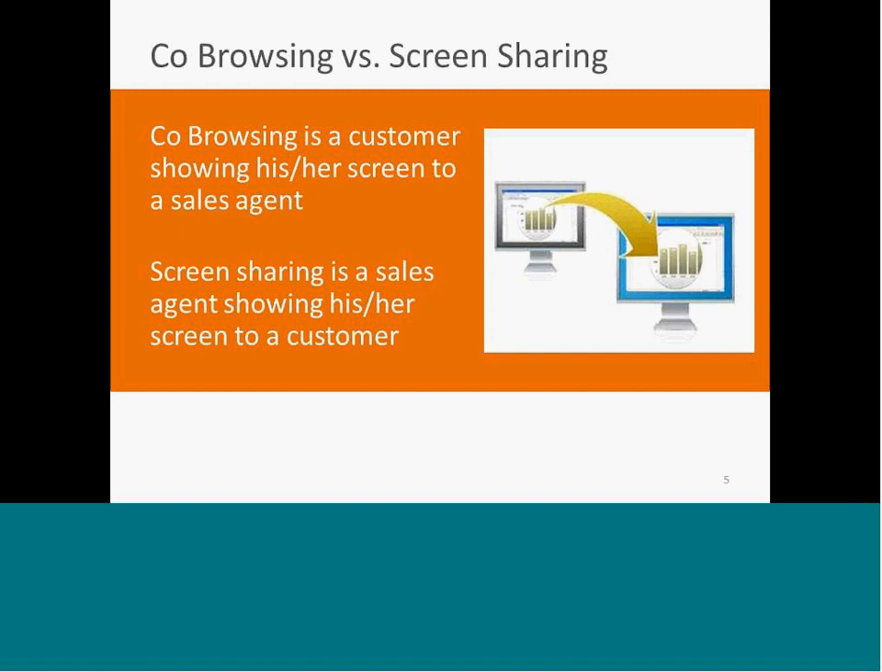So as a customer, if I'm having a challenge on the web and talk to somebody, they might be able to talk me through it, but it really helps if somebody's able to look over my shoulder and see what I'm seeing in real time and help me through that process. When we talk about screen sharing, it's just the reverse. It's the agent's ability to share their screen with a customer.